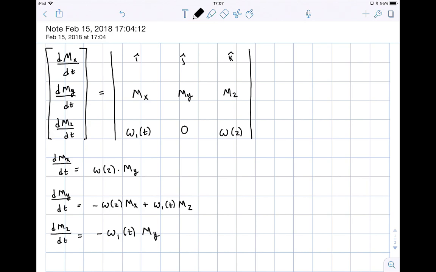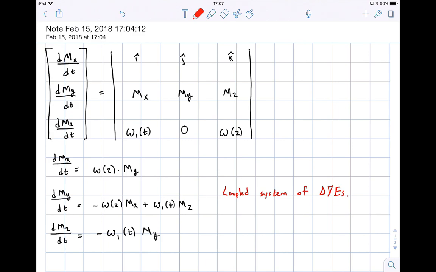And the problem is the same problem I've had several times before, right? I've got a system of, in this case, ordinary differential equations. And that's a headache, right? You can see that the Mx term depends on My, the My term depends on Mx and Mz, and the Mz term depends on My. That's a little bit of a mess, but this is where the small tip angle approximation can help us out in just a second.